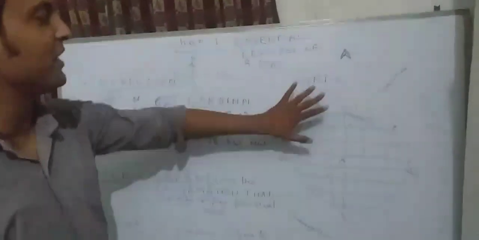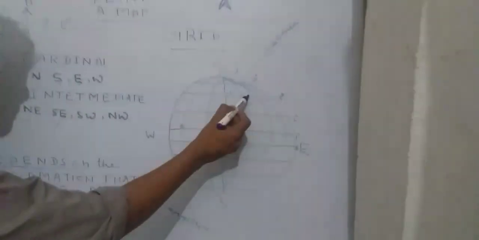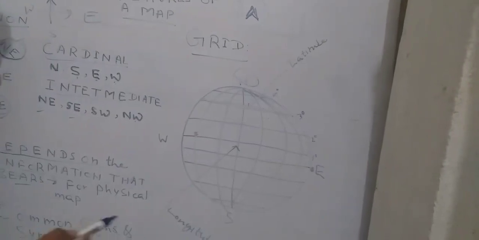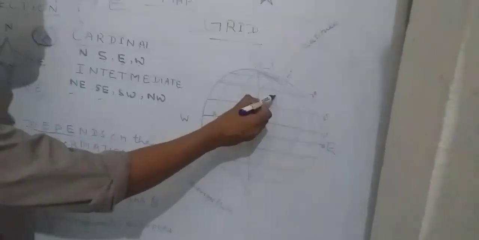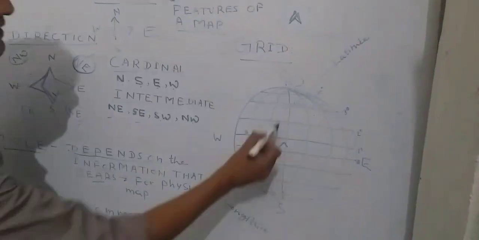Now the next essential feature is grid. What is grid? Let me explain. A grid is a set of lines made up of horizontal and vertical lines. You can see clearly on the board, these horizontal lines are called latitudes, and these vertical lines are called longitudes. So a grid is nothing but a set of horizontal and vertical lines. Now these horizontal and vertical lines make a grid, and that grid is used for locating places on the earth's surface.